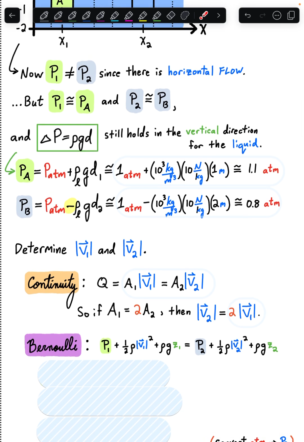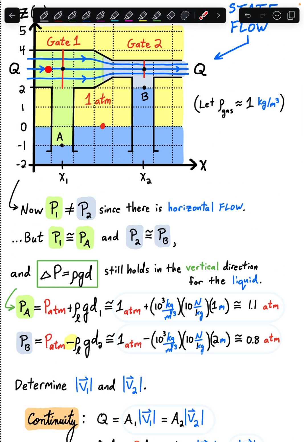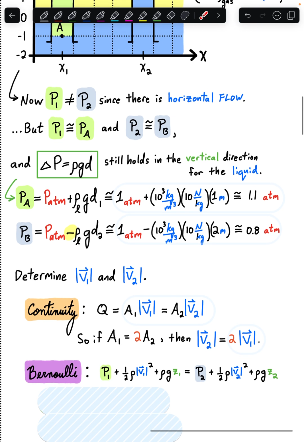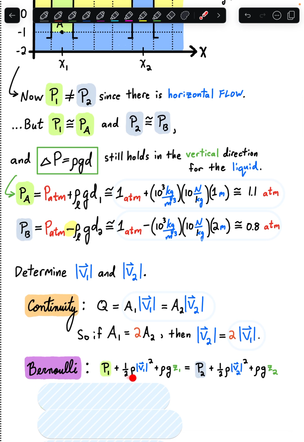And then let's apply the Bernoulli equation to this streamline in the gas, this streamline here at point 1 and at point 2. So the pressure plus the kinetic energy density at point 1 and the gravitational potential energy density at point 1 equals the sum of those same three terms at point 2.